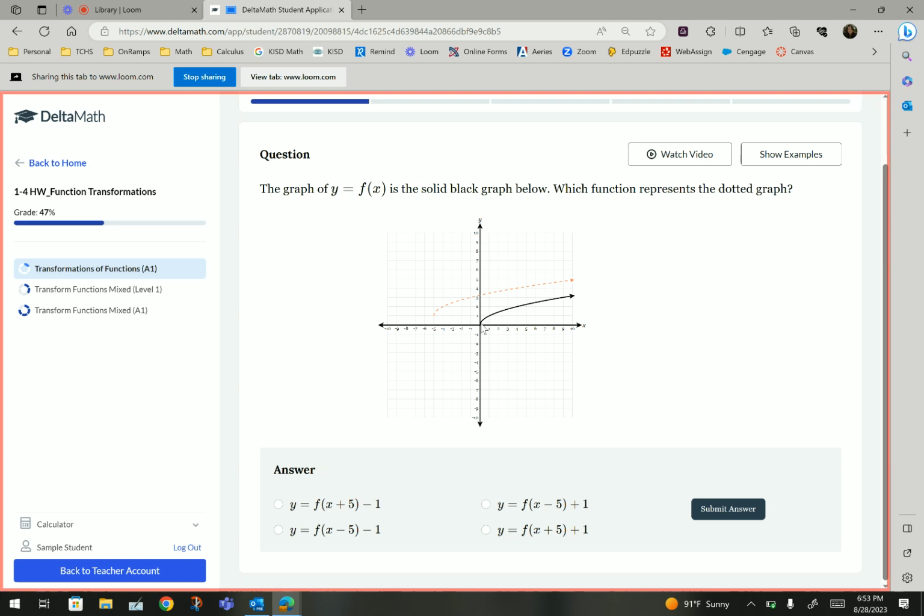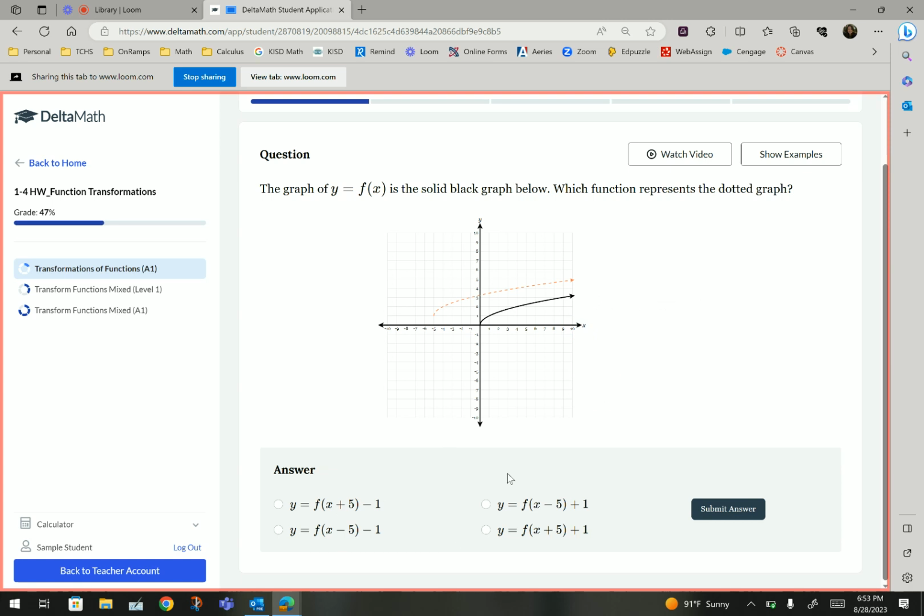So the black graph seemed to have gone from 0, 0 and moved left 5 units and then went up 1 unit. So if I take this endpoint of this square root function, it went to the left 5 and up 1 unit. So left-right movement, horizontal movement, is always depicted inside parentheses, and it's always affecting the x value, because if you're going right or left, that has to do with your x-axis. So it always affects your x value.